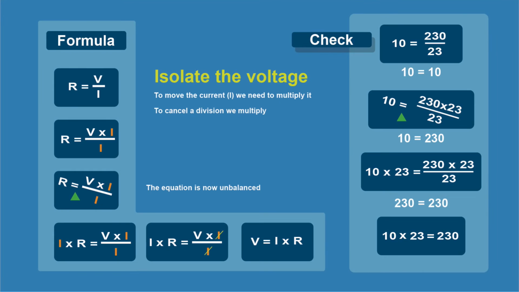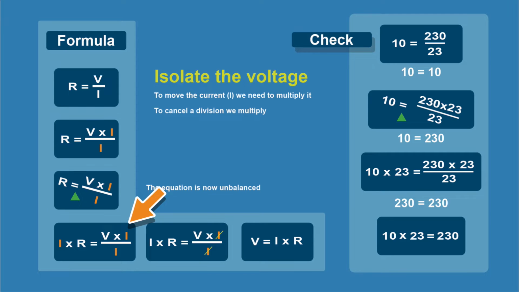This time we've got resistance equals voltage divided by current. We want to get voltage by itself, so we need to move the I to the other side of the equal sign. This is a division. Opposite of a division is multiplication. So this time we times voltage by current, and to balance the equation we've also got to times the resistance by current.